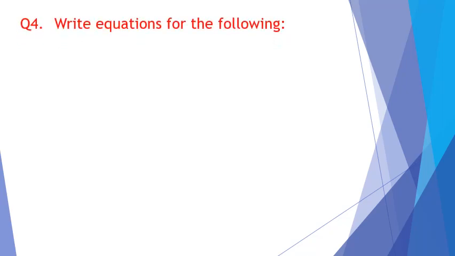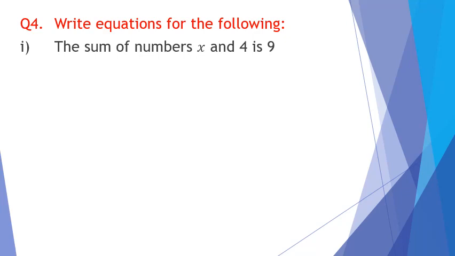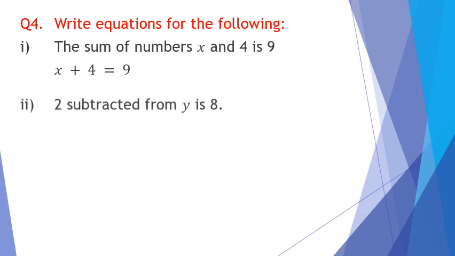Next, question number 4. Write equations for the following. That means here they are given the statement, and you can write it as an equation. The sum of numbers x and 4 is 9. So the equation is x plus 4 equal to 9. Two is subtracted from y is 8. That is y minus 2 equal to 8.